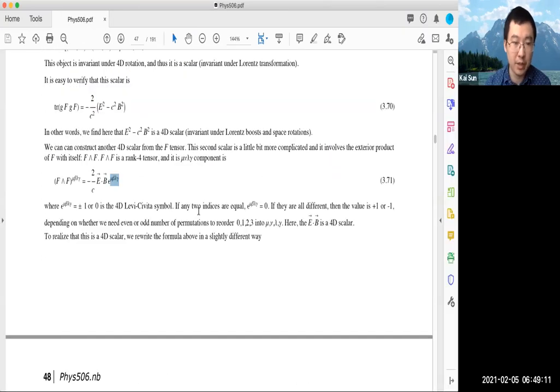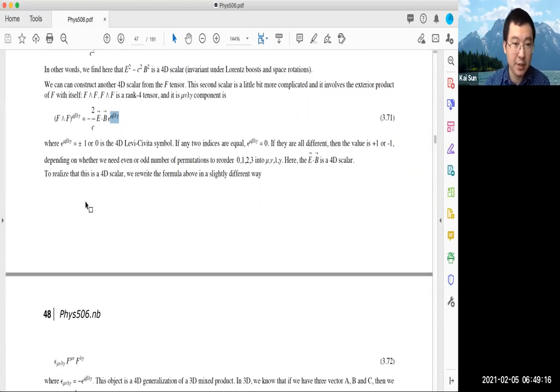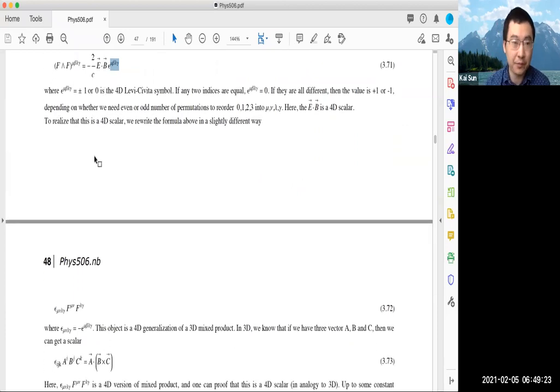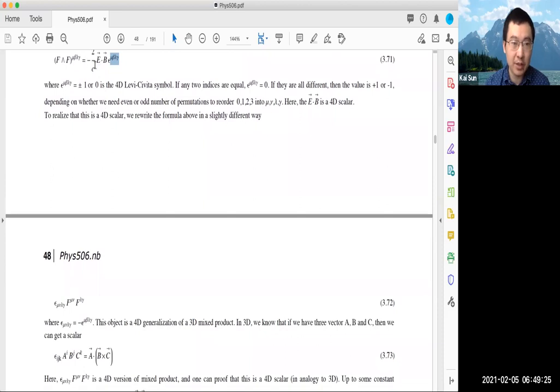There is one more thing I want to mention about this E dot B scalar. The formula, the exterior product of F giving you E dot B, we can rewrite in a slightly different way. It is the F rank 2 tensor, F rank 2 tensor, multiplied with the 4D Levi-Civita symbol epsilon. This whole thing is a scalar, and that scalar turns out to be E dot B up to some constant physics coefficient.